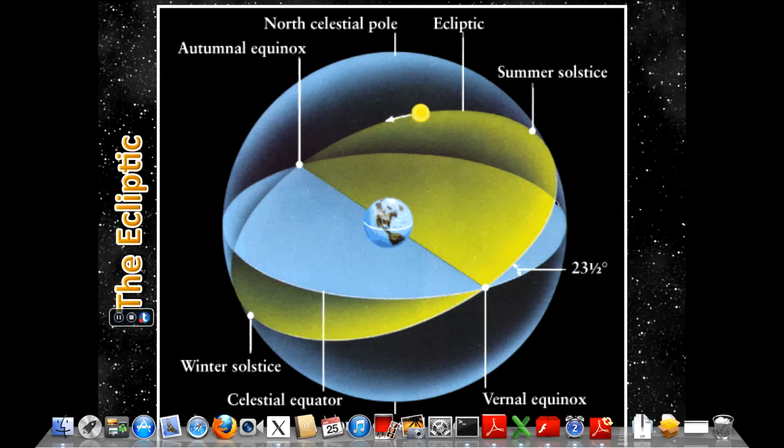And so you can see here that it's going to be highest in the northern sky at the summer solstice, and highest in the southern hemisphere at the winter solstice for the northern hemisphere. And so this plane that we can see, that is where the sun will be at some point during the year, is called the ecliptic. The term comes from eclipse, because it has to be in that plane for there to be an eclipse.